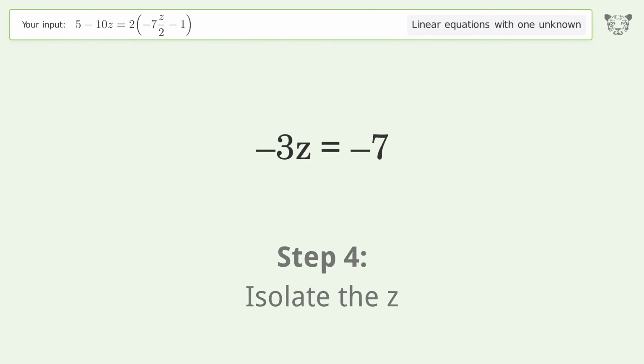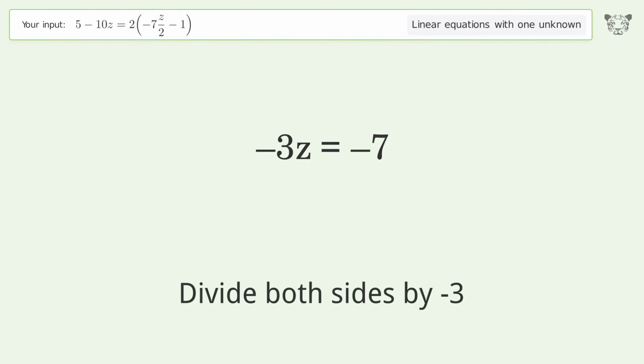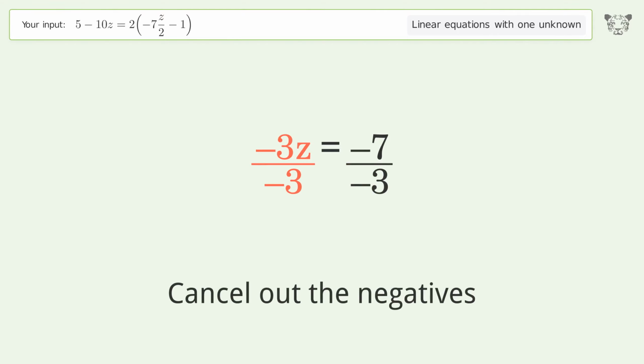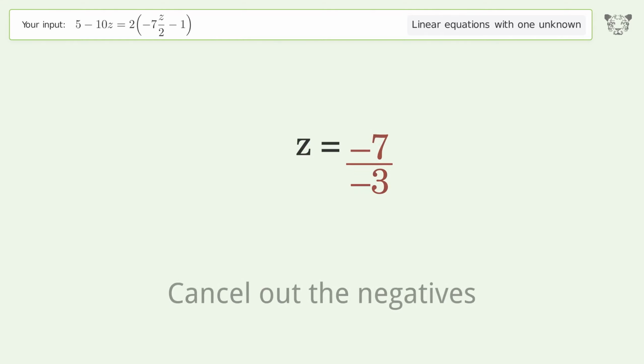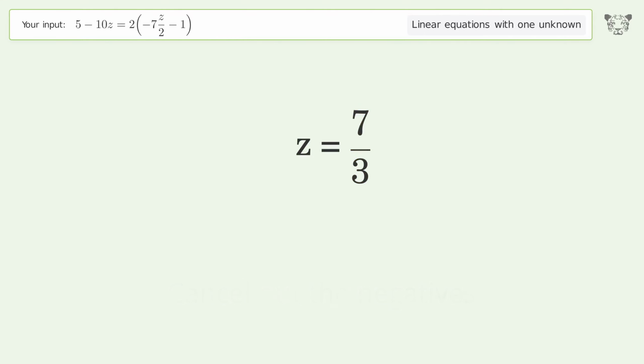Isolate the z. Divide both sides by -3. Cancel out the negatives. Simplify the fraction. Cancel out the negatives. And so the final result is z equals 7/3.